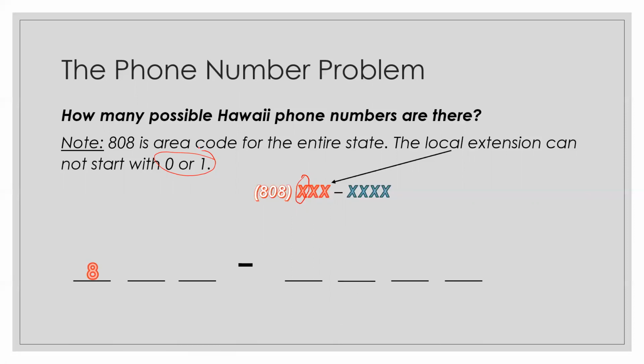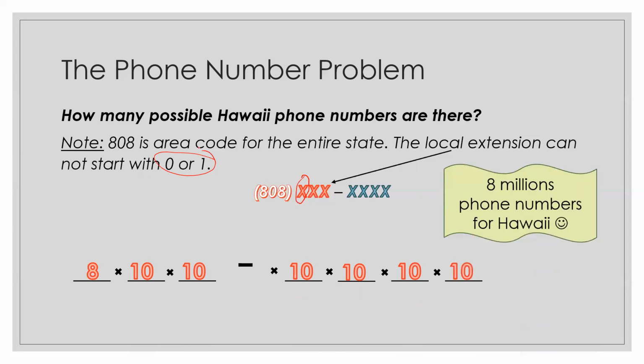And then the rest of them will have 10 possible choices. Now that would be an 8 with 1, 2, 3, 4, 5, 6 zeros. And we would say that would be 8 million phone numbers in Hawaii. And we definitely don't have 8 million people here yet on island. So plenty of phone numbers for us so far.